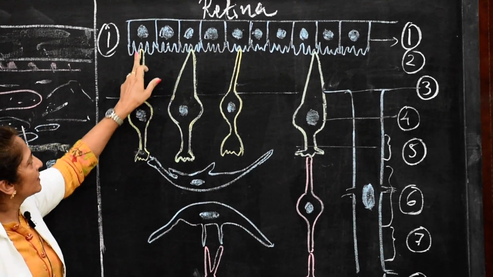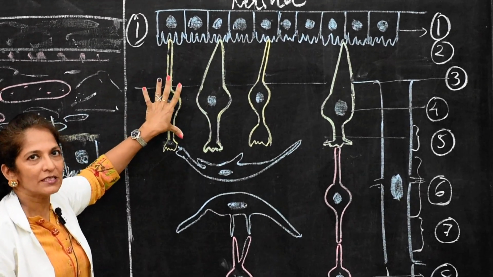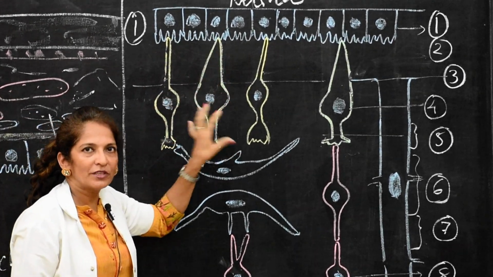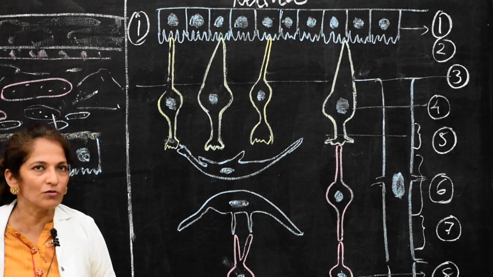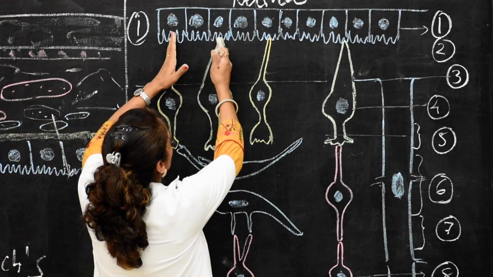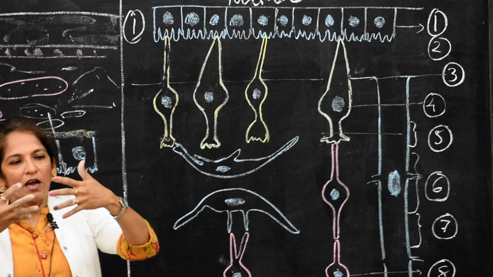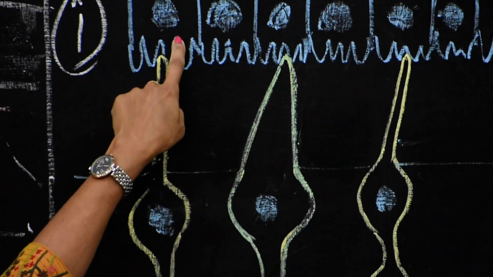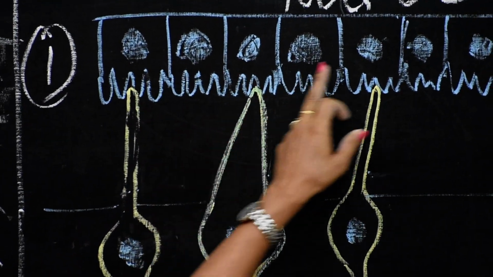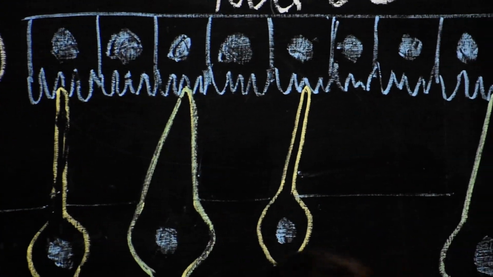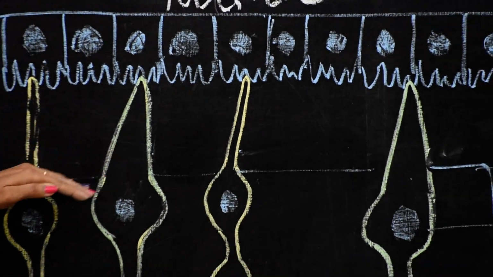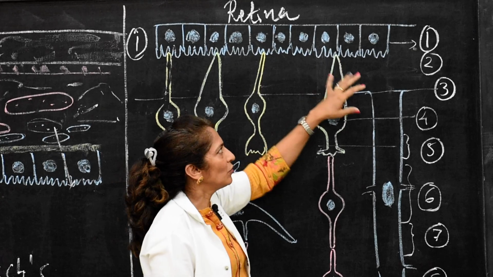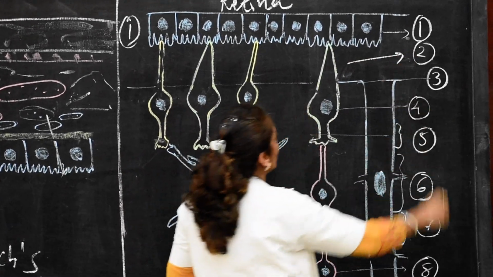The process is rod shaped, so these cells are known as rods, and the peripheral process is cone shaped, so those cells are known as cones. So the processes of rods and cones are attached with the microvilli of the pigment cell. So the first layer is the pigment cell. Next, the second layer is made up of the processes of rods and cones.